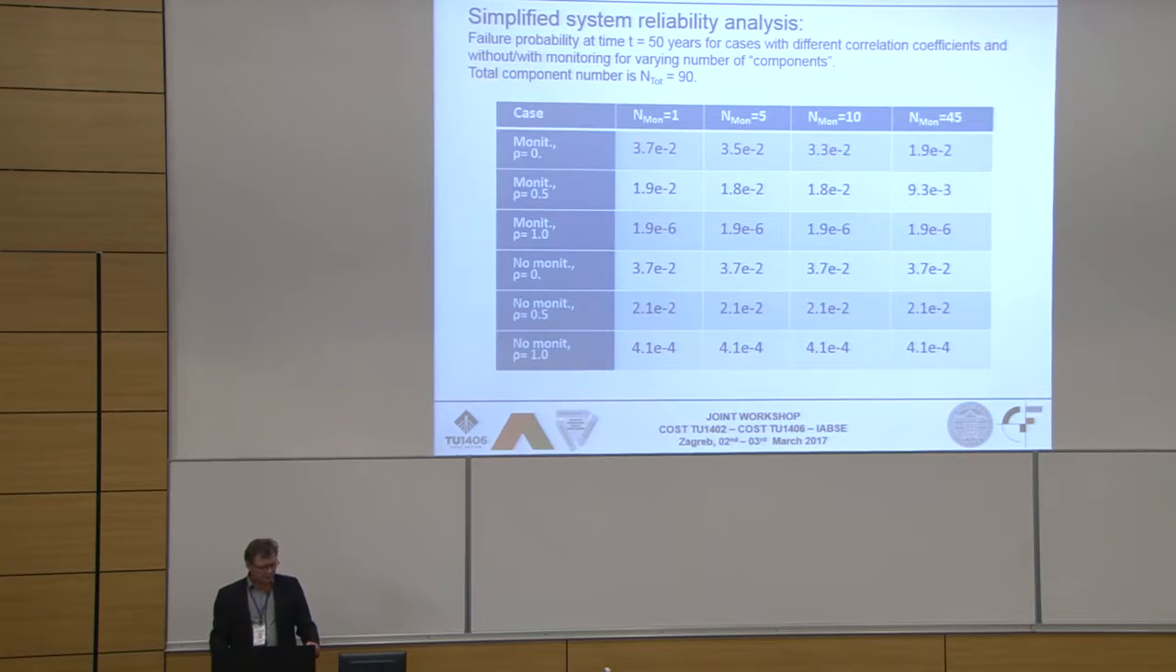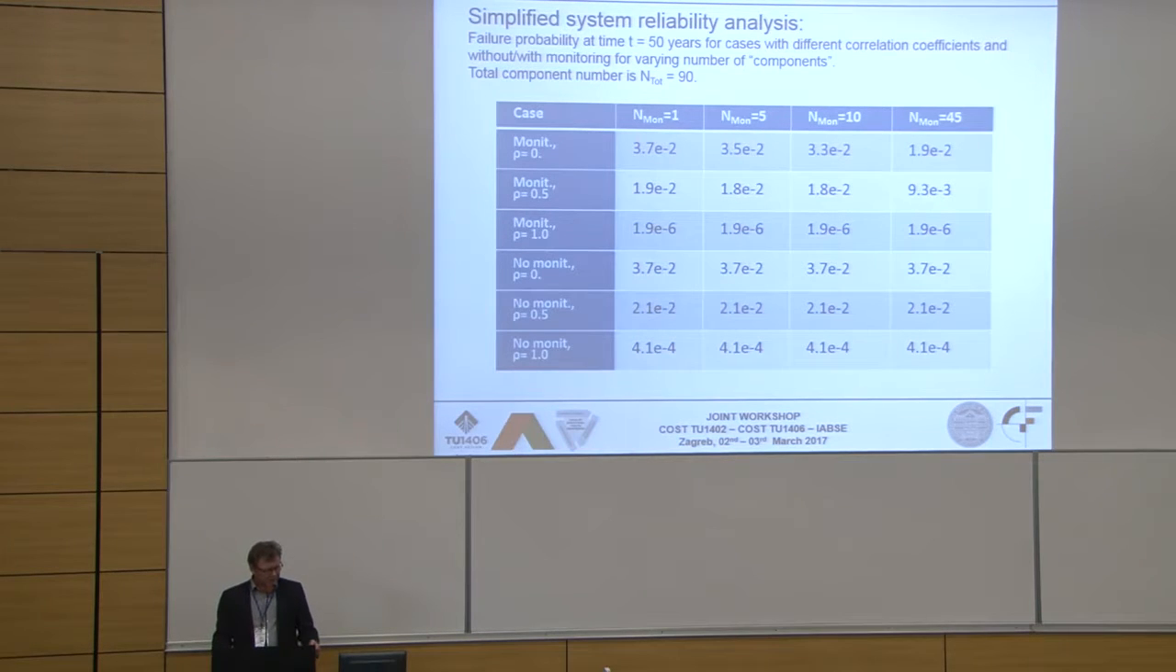Now this is again the number of components you inspect: 1, 5, 10 and 45 in the upper row. Then also we have monitoring and no monitoring, with zero correlation and full correlation. And again we see that the effect is strongest when you have full correlation, and that of course is the case both with monitoring and with no monitoring. You have a reduced failure probability for the system.